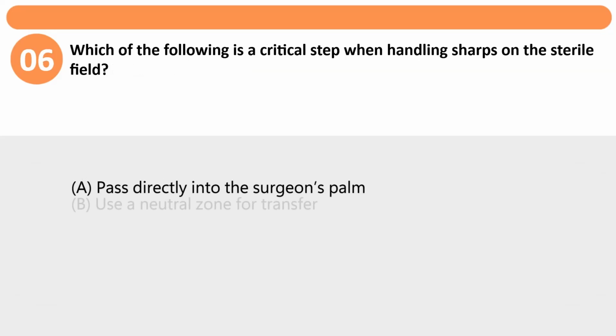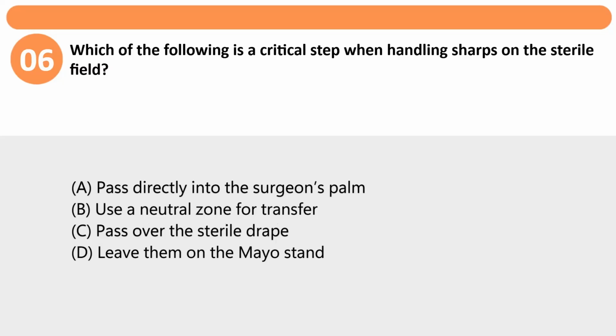Which of the following is a critical step when handling sharps on the sterile field? A. Pass directly into the surgeon's palm. B. Use a neutral zone for transfer. C. Pass over the sterile drape. D. Leave them on the Mayo stand.